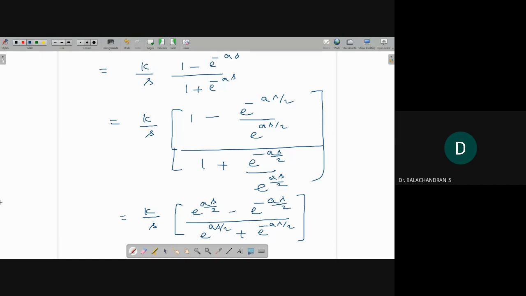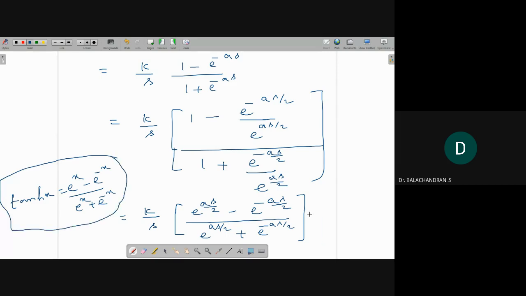Okay, tan hx is what? e power x minus e power minus x divided by e power x plus e power minus x, that is sin hx by cos hx. So this is equal to k by s into tan h of x, where x is as by 2. So this is the final answer.